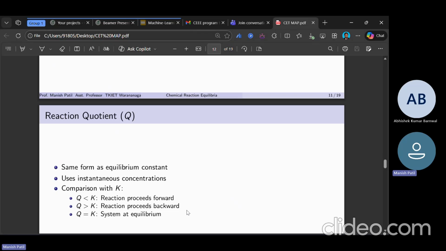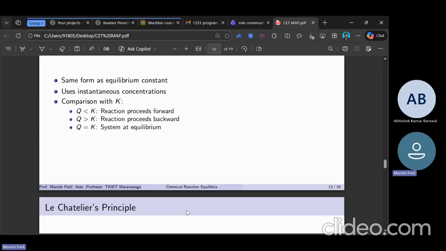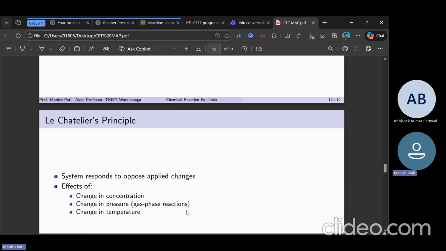Now we're going to discuss Le Chatelier's principle. It is one of the qualitative prediction tools. When a system at equilibrium is disturbed, it responds to minimize the disturbance. The disturbance could be a change in concentration, change in pressure, or change in temperature. It gives the information regarding the direction, not the magnitude. Temperature can affect the K value. Pressure and concentration do not affect the K value.